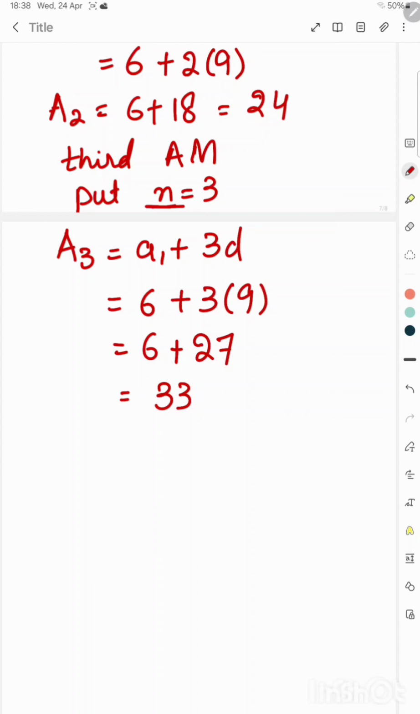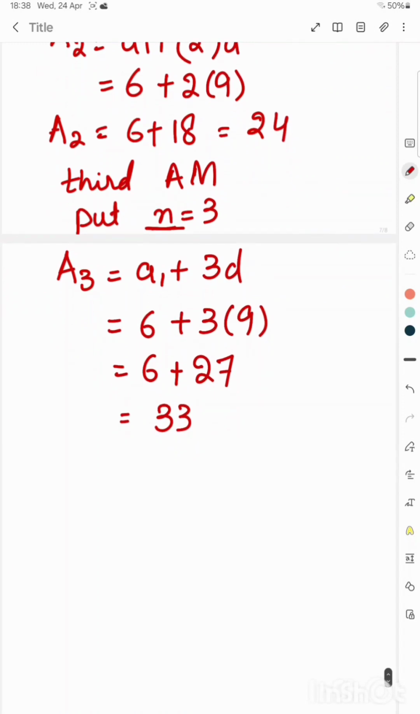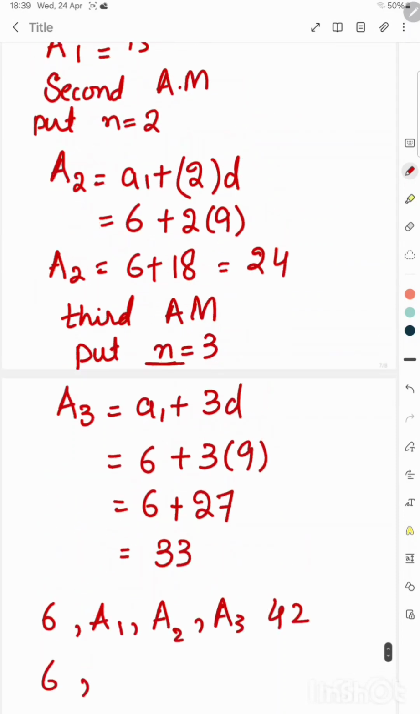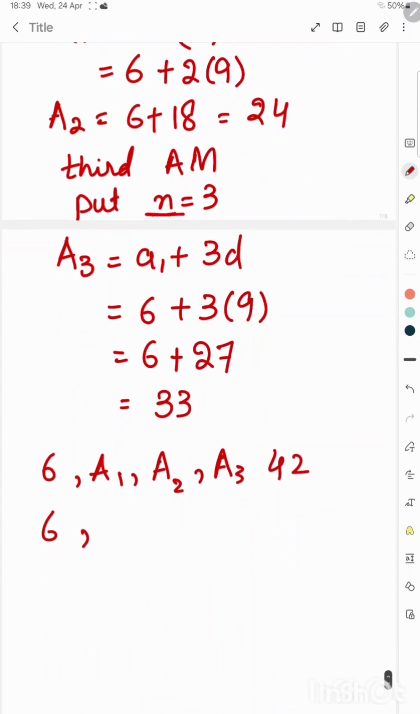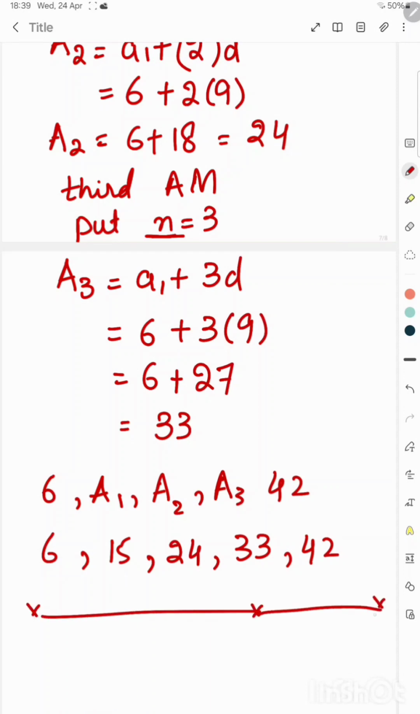So we found all the three arithmetic means which were inserted between the two values, and the two values given in the question were 6 and 42. So write here 6 and 42, and the three arithmetic means which we found are a1 is equal to 15, a2 is equal to 24, and a3 is equal to 33. So this is our final answer.